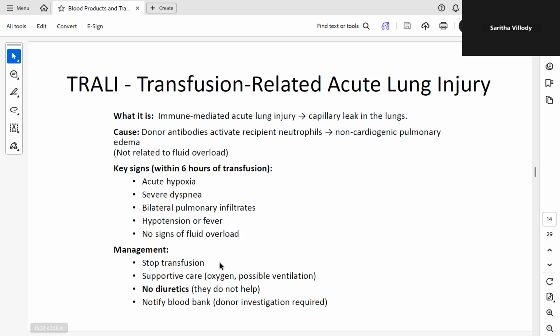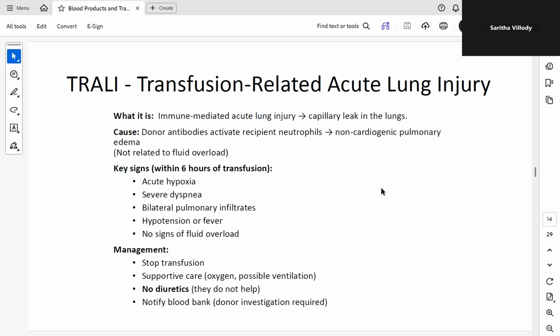Treatment is almost the same: stop transfusion, supportive care, such as oxygen and ventilation. In this case, there is no need to give diuretics because it's not going to help. There is no fluid volume overload. So that is the difference between TACO and TRALI. One is circulatory overload. The other one is acute lung injury as a result of an immune reaction, and as a result, a capillary leak happens, pulmonary edema happens. So this is basically in the lungs.